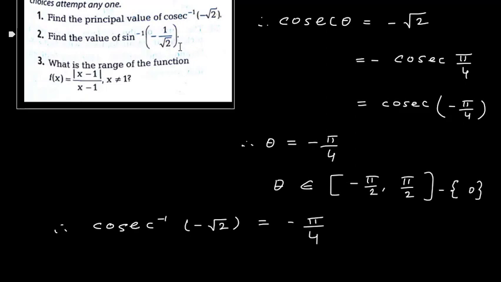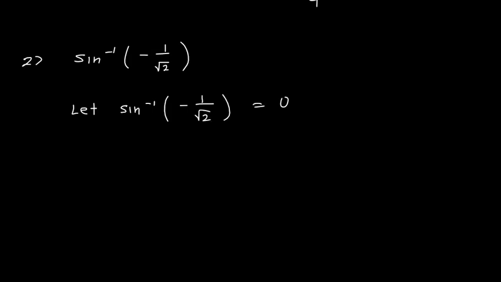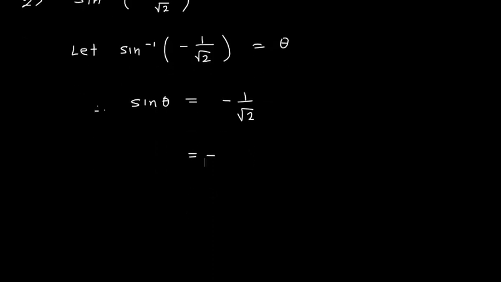Find the value of sine inverse minus 1 upon root 2. The second question is find the value of sine inverse minus 1 upon root 2. So here again I will say let sine inverse minus 1 upon root 2 is equal to theta. Therefore sine theta is minus 1 upon root 2, which is equal to minus, now this 1 upon root 2 I will write as sine pi by 4, and this will be sine of minus pi by 4.